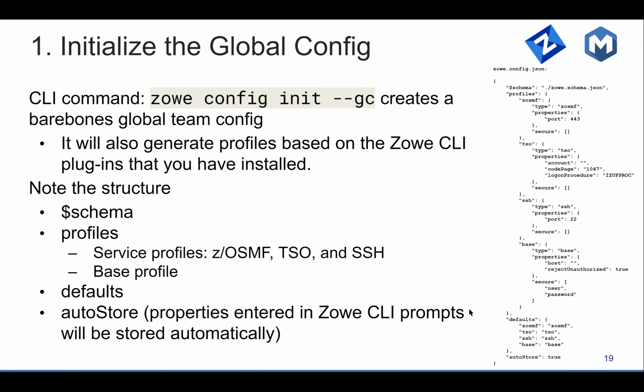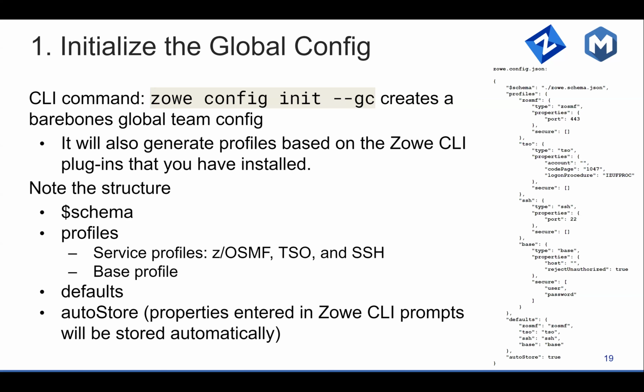So the first step to creating a team config, and this can also be done in Zowe Explorer, but I kind of focused on Zowe CLI here, is to run the Zowe CLI command, Zowe config init, and I would also recommend using the --gc option, which creates a kind of bare bones, what we call a global team config, and the gc option stands for global config, and that puts a team config in your .zowe folder or your Zowe CLI home folder, and that config is accessible anytime you run a Zowe CLI command, regardless of your current working directory if you're in a terminal, or if you have a workspace open in Zowe Explorer or VS Code.